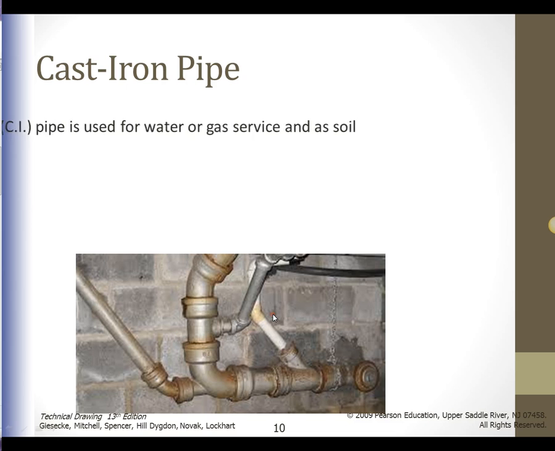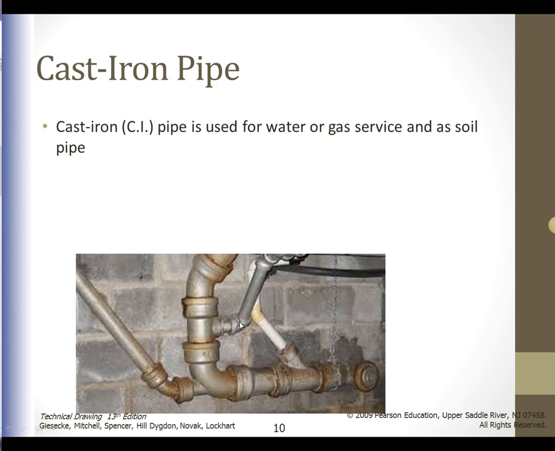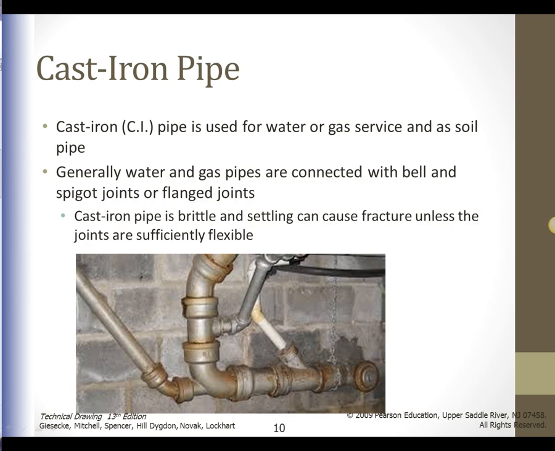When you're talking about cast iron, you're talking about pipes that are labeled as CI, and these are typically used for water, gas, and soil. Pipes for water and gas is usually available in diameter of 3 inches to 60 inches and in standard lengths of 12 feet.